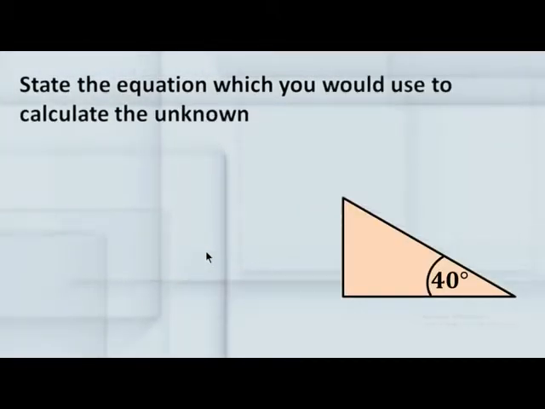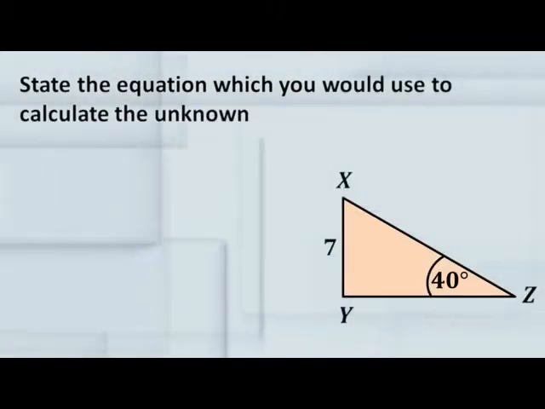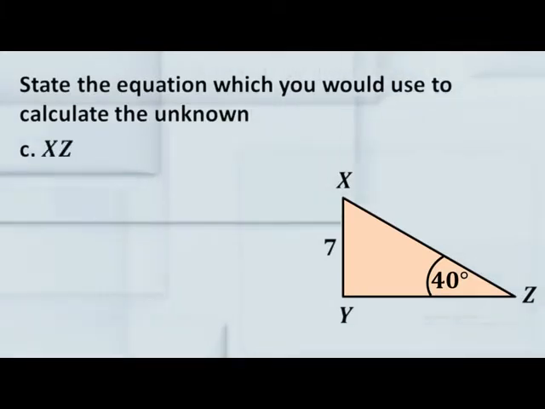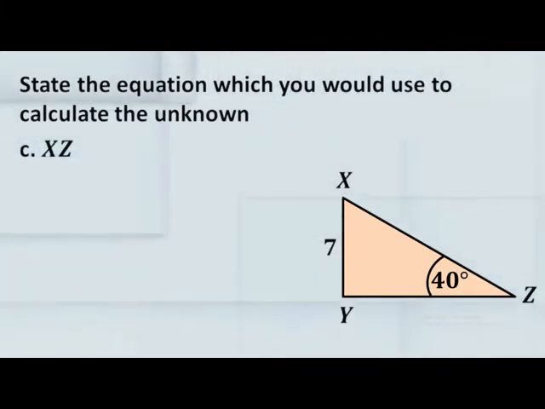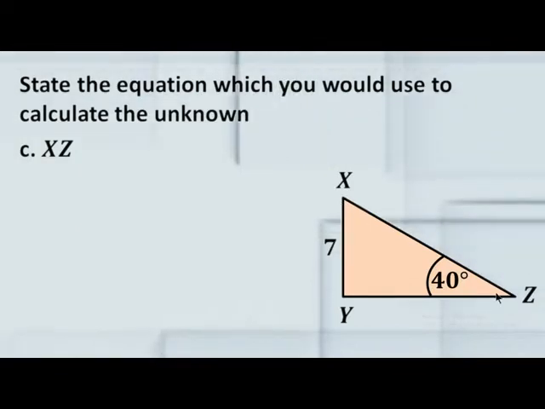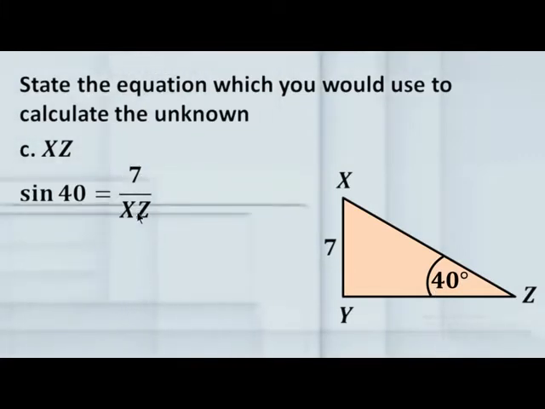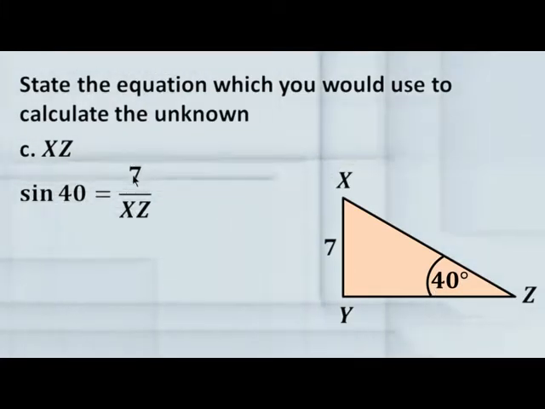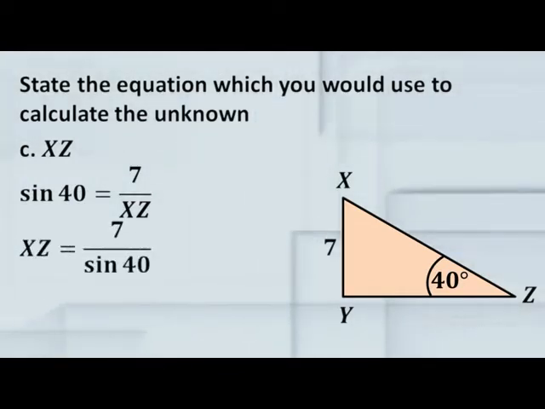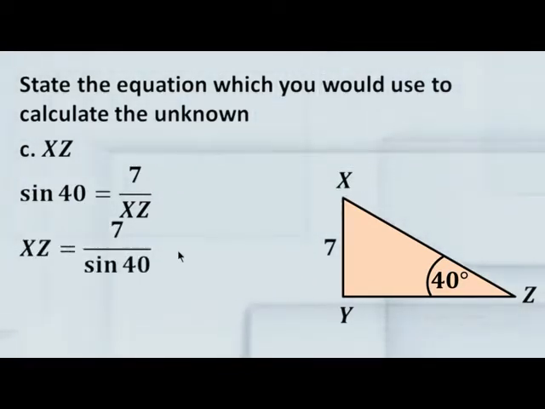How about this triangle? You have to find the equation to find the value of xz. The xz is the hypotenuse. So we know the opposite and we're going to find the hypotenuse. So we use sine. So sine 40 equals 7 per xz. Remember, opposite per hypotenuse. So xz equals 7 per sine 40. This is the equation to find the value of xz.